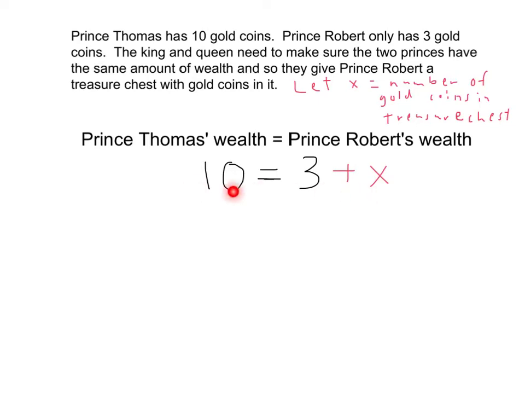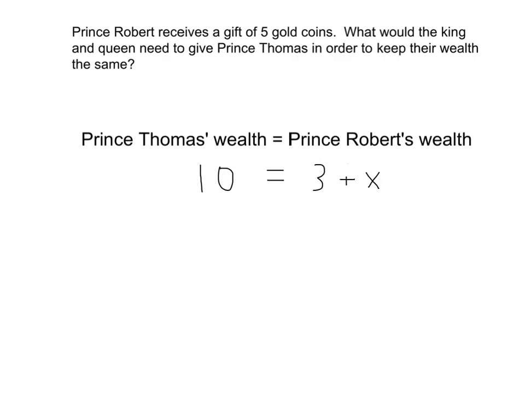Right? And so these two quantities are the same. Prince Thomas's wealth and Prince Robert's wealth. All right. Again, we have our equation. Prince Thomas's wealth of 10 gold coins is the same as Prince Robert's wealth of 3 plus x. Let's continue the story. Prince Robert receives a gift of 5 gold coins.